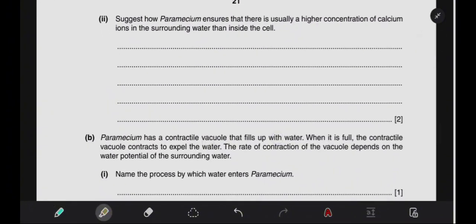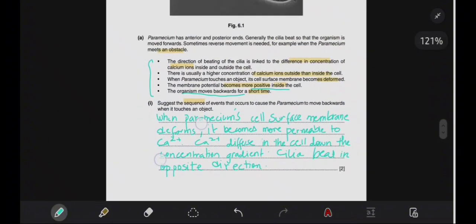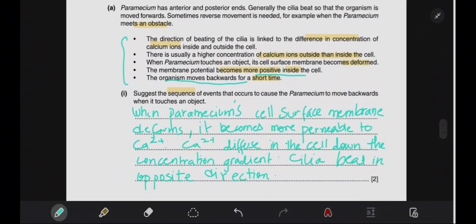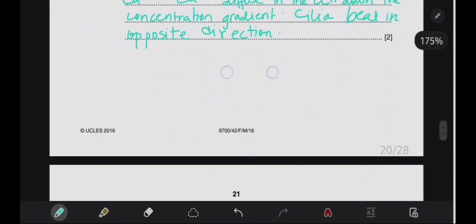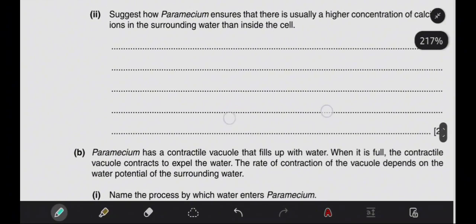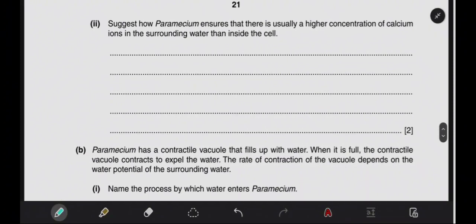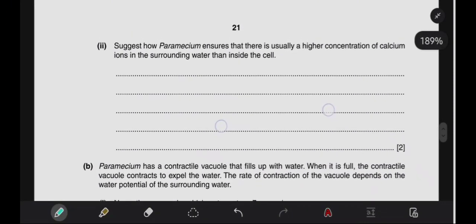Suggest how paramecium ensures that there is usually a higher concentration of calcium ions in the surrounding water than inside the cell. Okay, this is hinting towards active transport, because we know from the above bullet points that usually there is a higher concentration of calcium ions outside than inside the cell. So to maintain that concentration outside, paramecium must perform active transport of calcium ions against the concentration gradient using ATP. So active transport.